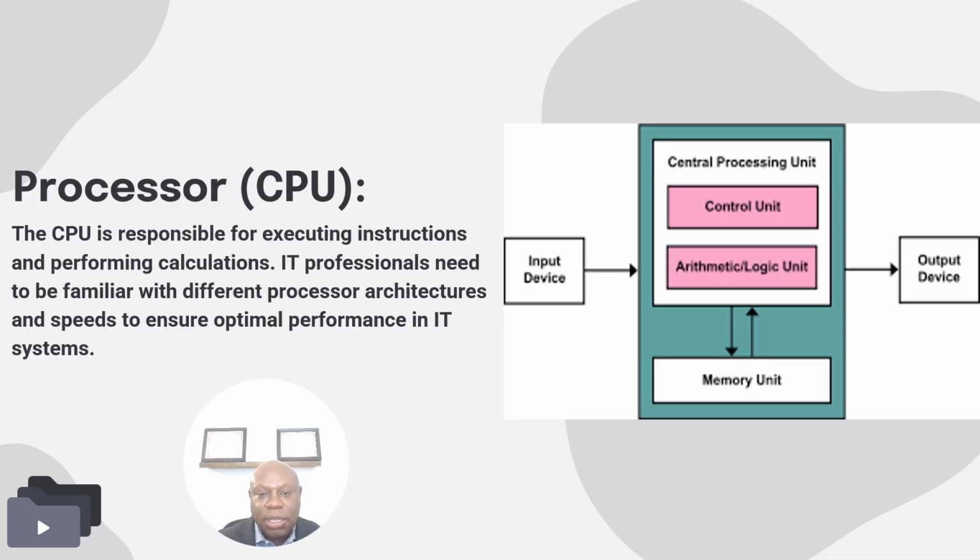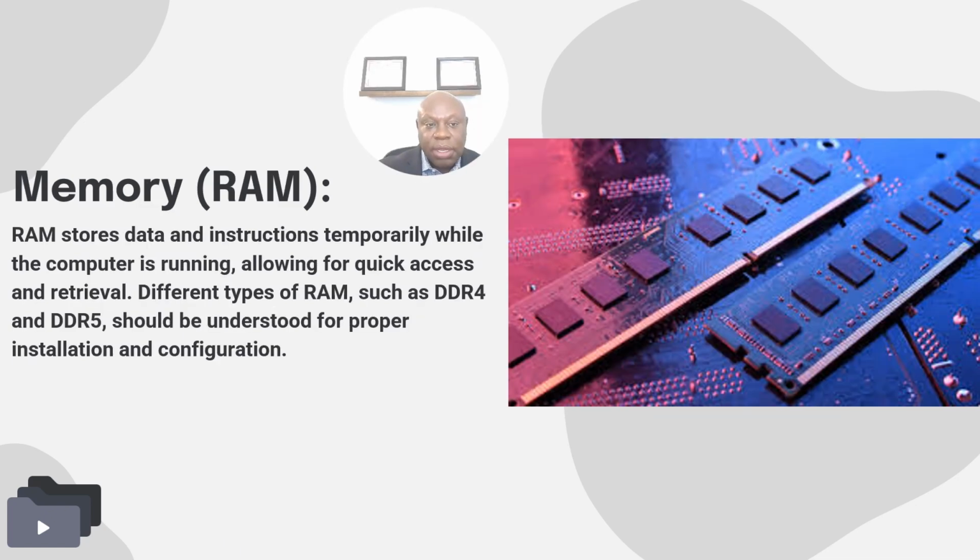The CPU is the central processing unit, right? It really controls logic as it relates to the memory unit, input and output. The definition is: the CPU is responsible for executing instructions and performing calculations. The IT professional needs to be familiar with the different processors as it relates to architecture and speeds to ensure optimal performance in IT systems. Again, focusing more on the definition. If you're willing to take my Network Plus class, I do get into a lot of that more from a technical perspective.